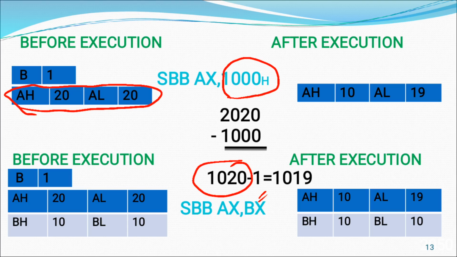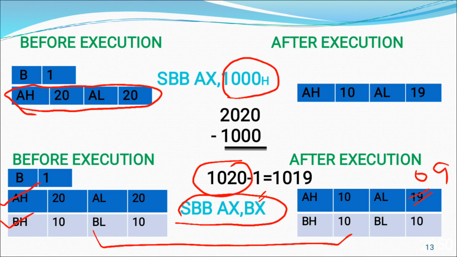Next, SBB AX comma BX. Let us consider the content of AX is 2020 and BX is 1010. If we subtract 1010 from 2020, the result will be 1010. If we subtract 1 from 1010, the result will be 1009. And the source register remains the same. That's all about the SBB instruction.